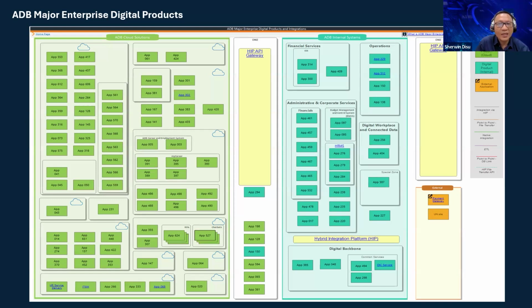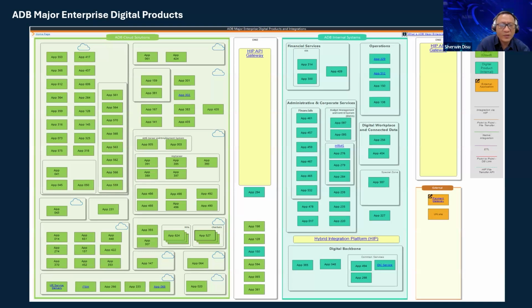So one group to highlight here in this diagram, if we zoom in into the lower right, these are the enterprise platforms labeled here digital backbone. So these are enterprise platforms and common services that are being leveraged by almost all digital products. Examples are ADB's central BPM platform, master data management platform, corporate data warehouse and data marts, and the common business service OIC common service.